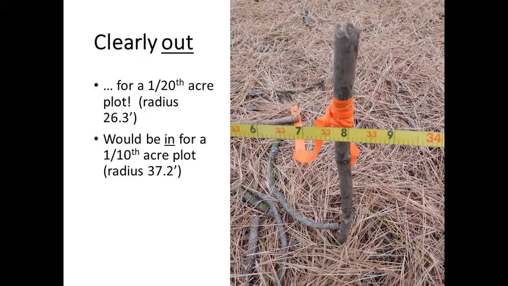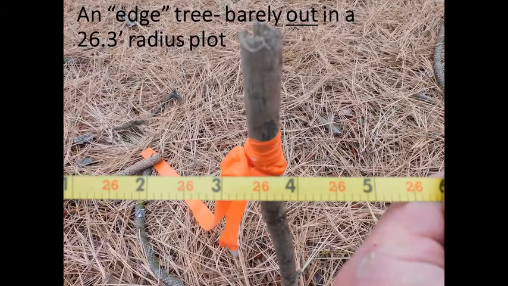The tree to which this tape is attached stands at a distance of 26.36 feet from the plot center. This means that it is out because a tree must be 26.3 feet or less to be part of a 1/20th acre plot.